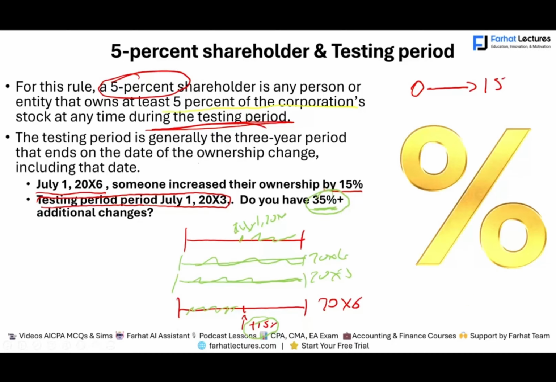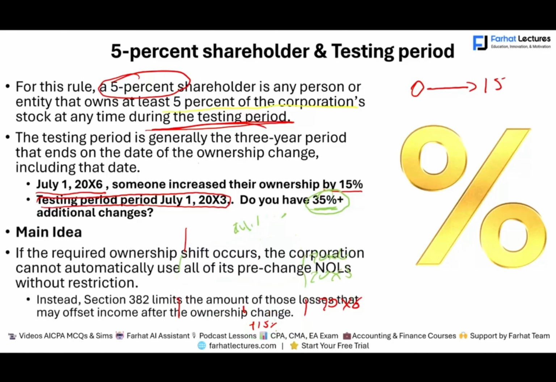Therefore, Section 382 will kick in. So the main idea, we would look at another example. If the required ownership shift occurs, the corporation cannot automatically use all of its pre-change NOL without restriction. So this will restrict how much of the NOL you can use. Why? Because there's an ownership change. Instead, Section 382 limits the amount of those losses that may offset income after the ownership change.